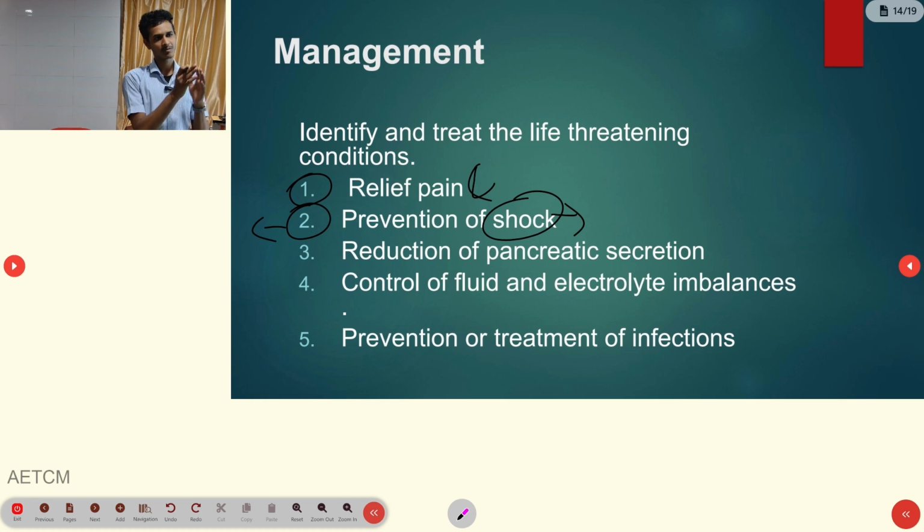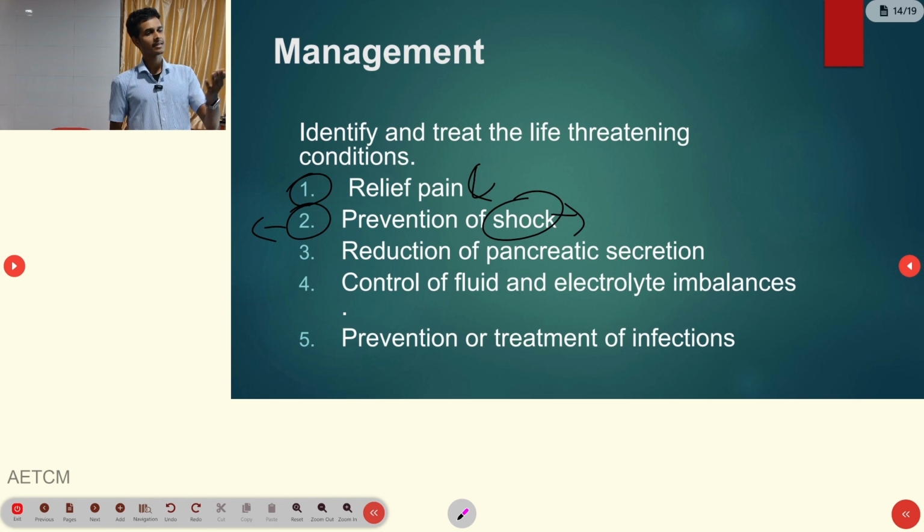So we have to find out the cause for the shock, either because of septic or because of hemorrhagic. Based on that our strategy will differ. Septic shock means we will depend upon the antibiotic therapy. If it is hemorrhagic shock, then we will go with fluid management and then replacement of that lost volume, right?